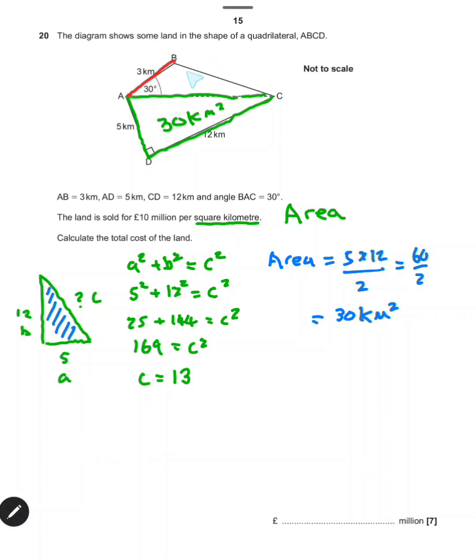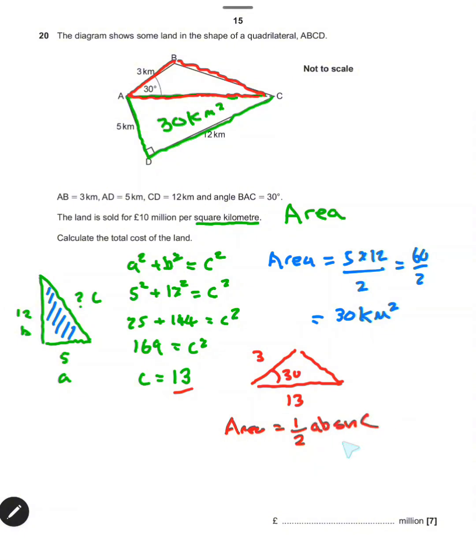We just now need to work out the area of this triangle, which is not right angled, so we can't just use base times height over 2. But what we have got is this is 3. This is 13 from this part of the question, and this angle is 30. We can use area equals half AB sine C, where A and B are these two sides. So I'm going to do a half of 3 times 13 times the sine of the angle between them.